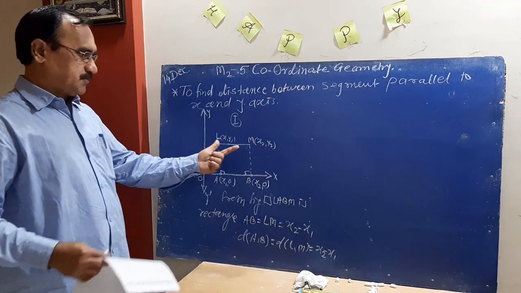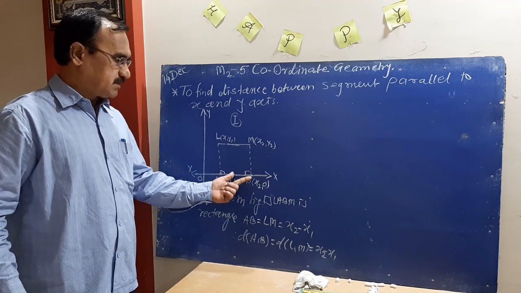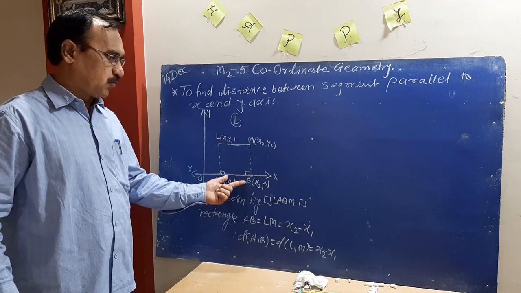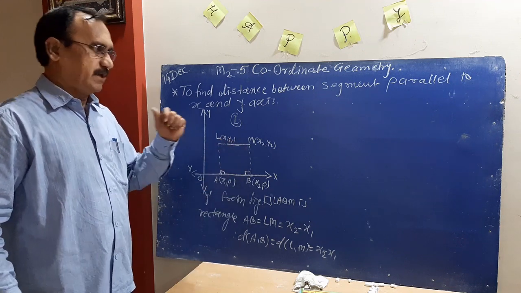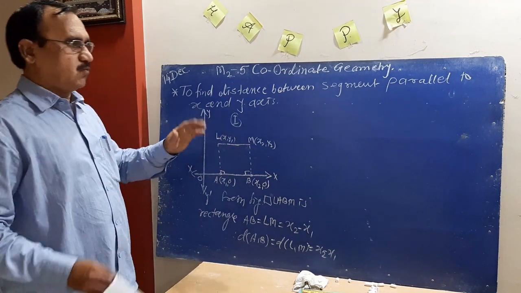That means if the segment is parallel to the x-axis or the points are on the x-axis, the formula is the same for finding the distance between any 2 points if the segment is parallel to the x-axis. Now what is the second case? If the segment is parallel to the y-axis.